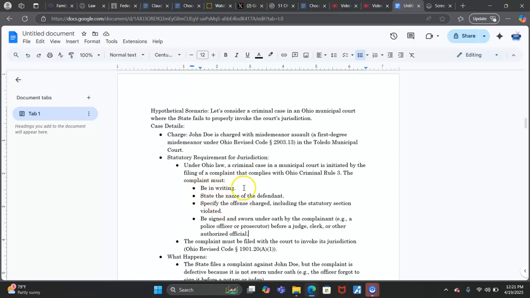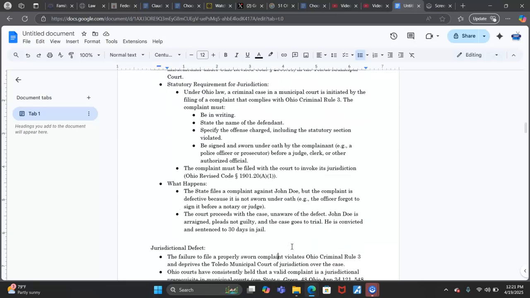But anyway, it must be in writing, state the name of the defendant, specify the offense charged, including the statutory section violated, and be sworn and signed under oath by the complainant, i.e., a police officer or prosecutor, before a judge, clerk, or other authorized official. The complaint must be filed with the court to invoke its jurisdiction.